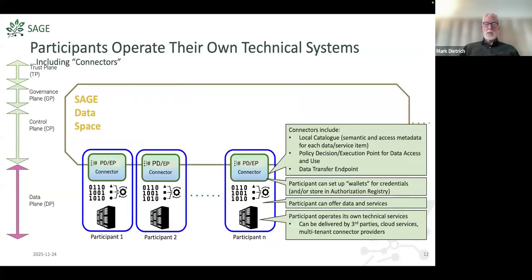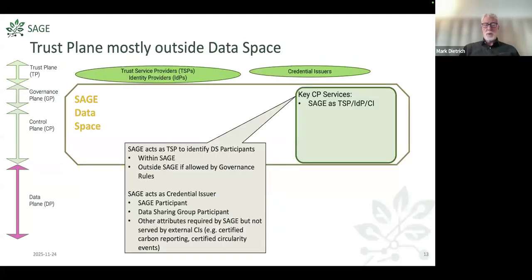So again, the participants operate their own technical systems. These are the blue boxes down here. You can read the details on the right, which is what is in the connector, how the wallets work, what you can and cannot do within each of these participant systems in the data plane. Again, the trust plane is mostly outside of the data space. The data space itself, Sage will act as a trust service provider. In some isolated instances, it will act as a trust service provider to identify data space participants as well as the data sharing group memberships.